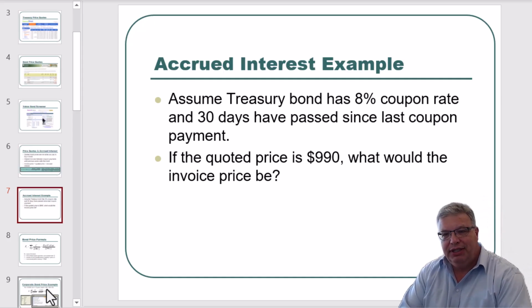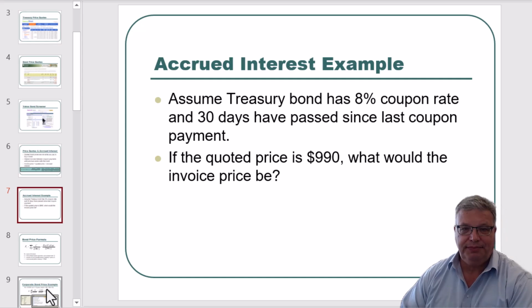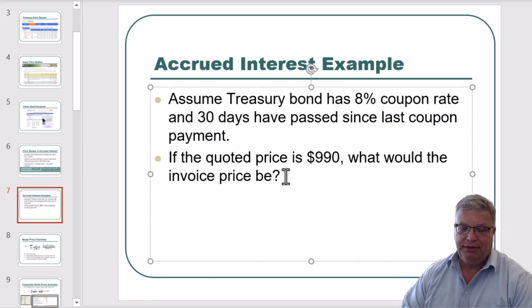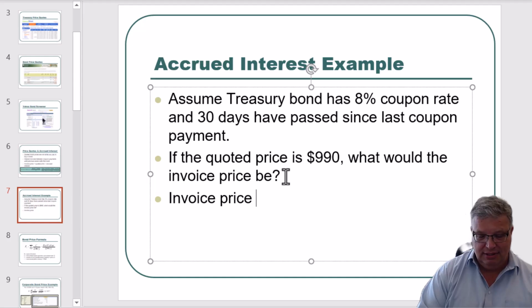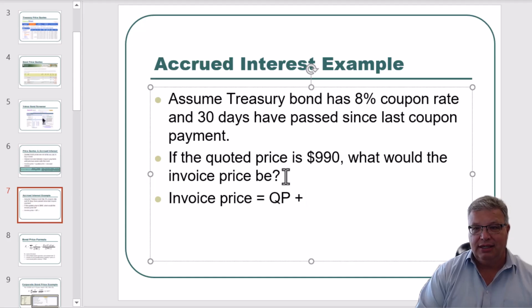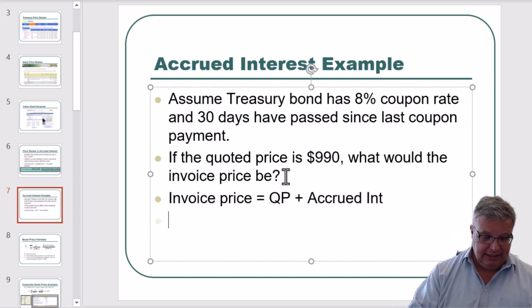So let's assume the Treasury bond has an 8% coupon rate, 30 days have passed since the last coupon payment, and the quoted price is $990. What would the invoice price be? So a couple things. First off, we know the invoice price is going to be the quote price, right? Plus the accrued interest, right? And quote price, that one's pretty easy. That's given.